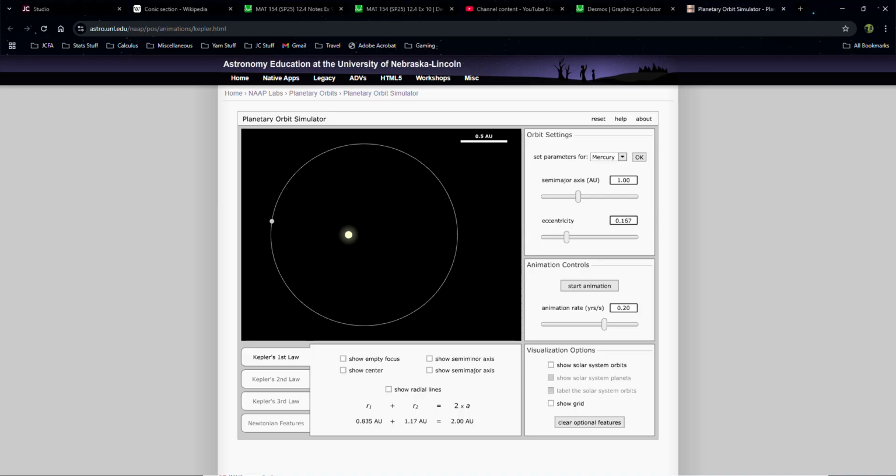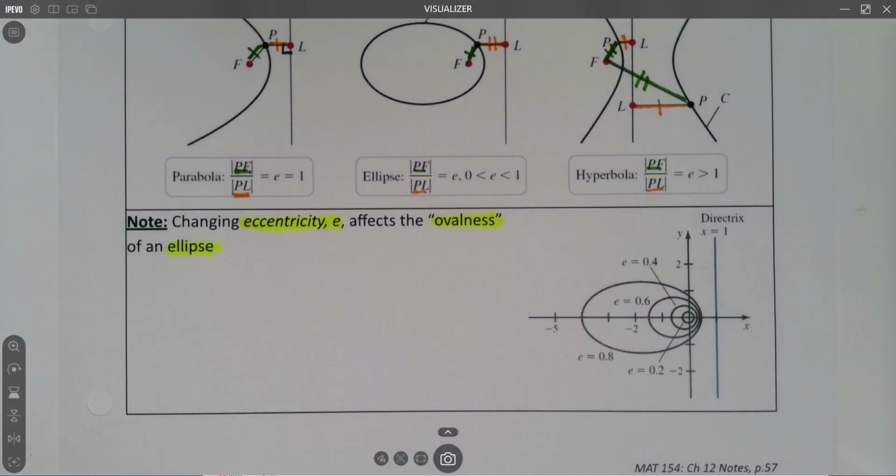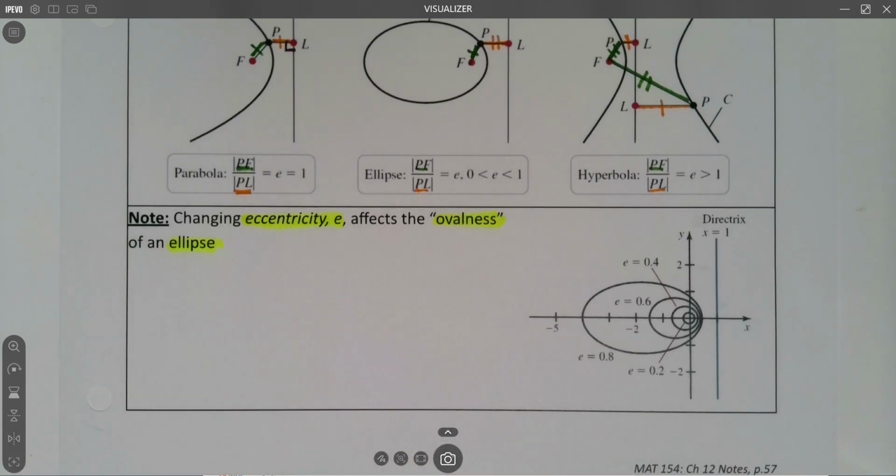But if I make it go higher, it changes it and makes it more oval, right? So that path is much more oval than the original path because the eccentricity is a higher value. Now notice the eccentricity is still a decimal lower than 1. It has to be because it's an ellipse, right? And we just saw on the previous page that the eccentricity for an ellipse has to be between 0 and 1.